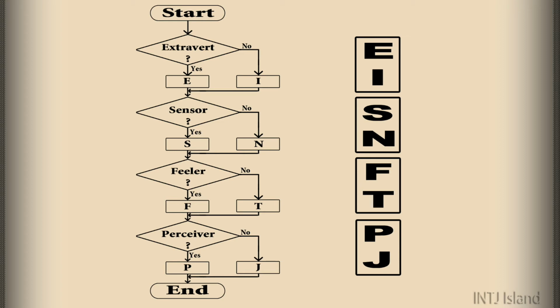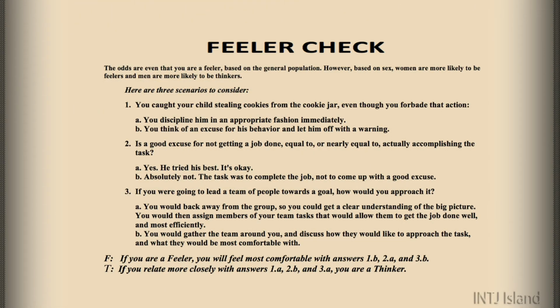Thinkers feel and feelers think. That is not what this is about. It is strictly about what you prefer to use when you decide things. The population is split fairly evenly between feelers and thinkers. However, this is not sex neutral. If you are female, you are more likely to be a feeler, and if you are male, you are more likely to be a thinker. Both sexes have both types in abundance, however.